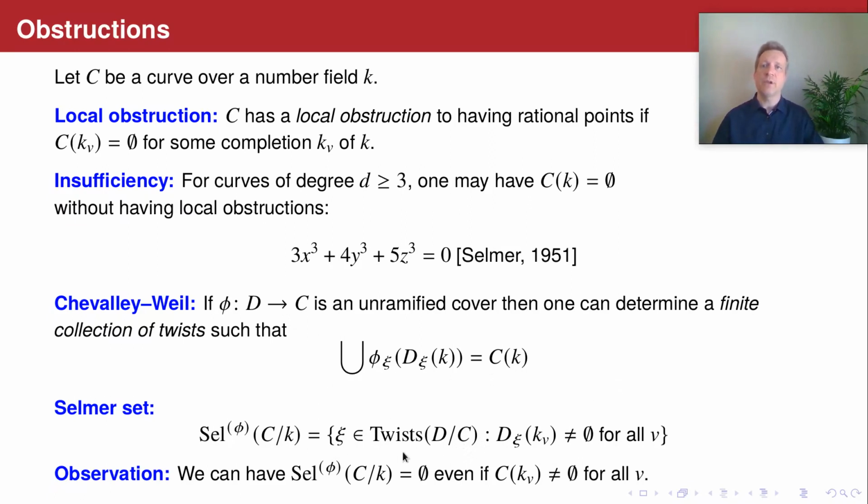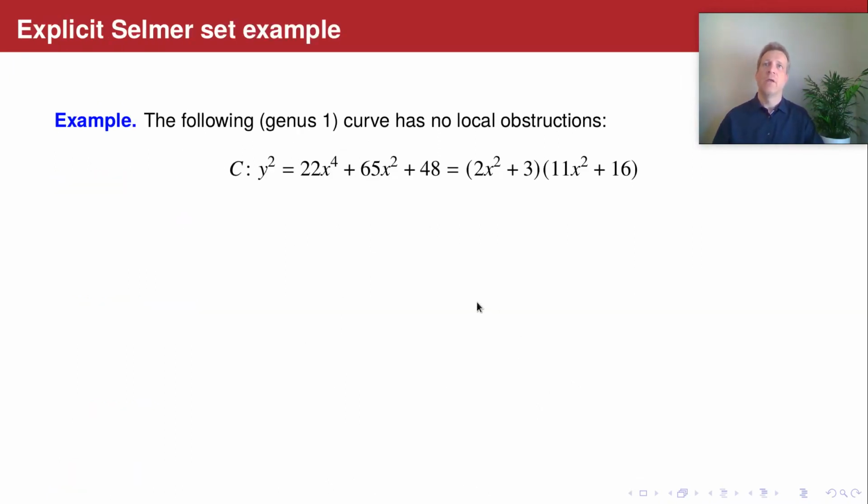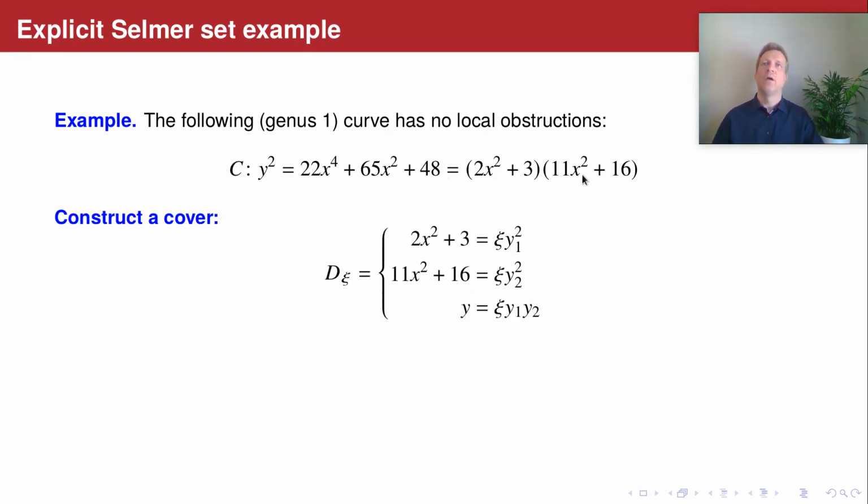The interesting observation is that one can actually use this obstruction to prove that there are no rational points, even if the curve does have points everywhere locally. An example of this is the following. If we consider the following genus 1 curve given by the affine model here, of the form y squared equals a quartic in x, where the quartic factors into two quadratic factors, we can construct a cover in the following way. We set each of the quadratic factors equal to almost a square in such a way that their product gives a proper square.